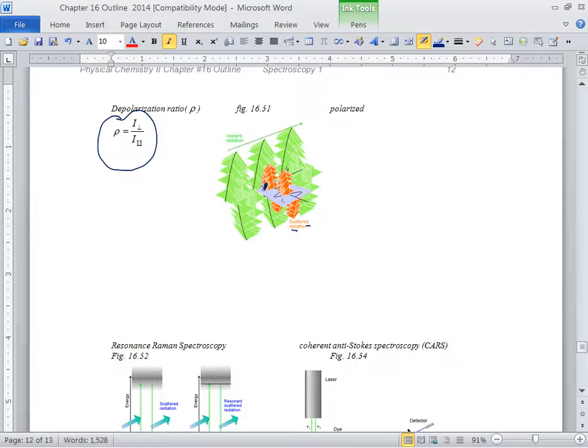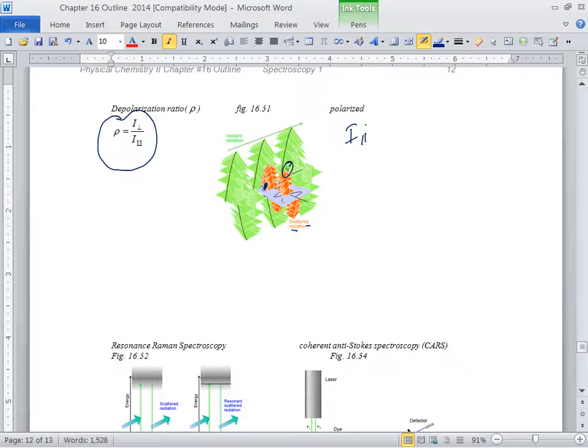But so your incident radiation, the electric field, is the big green mess. Your scattered radiation is observed 90 degrees out. They're trying to illustrate a Raman spectrometer event. They're trying to show you a Raman spectroscopy event, okay? And you see the little line there? This is I parallel. So I stands for intensity. So the intensity of the light that's parallel to that incident radiation.